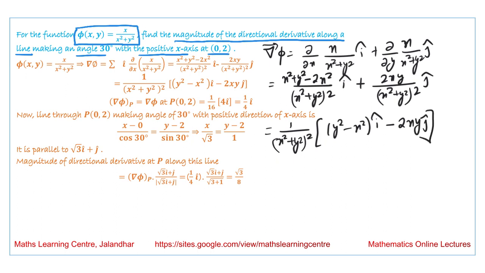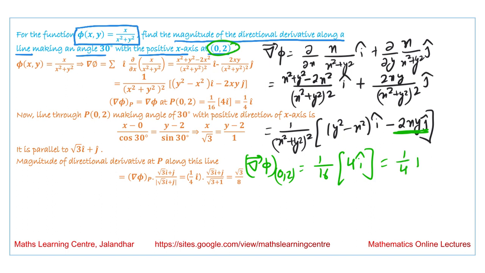The directional derivative has to be calculated at the point 0, 2. So the gradient at the point 0, 2, when you substitute this value, you will get 1 by 16. With 0, 2 substituted, this value becomes 0 and this value becomes 4 I cap. So we write it as equal to 1 by 4 I cap. Now we have to calculate the directional derivative in the direction of the line which makes an angle of 30 degrees with the positive direction of the x-axis at the point 0, 2.